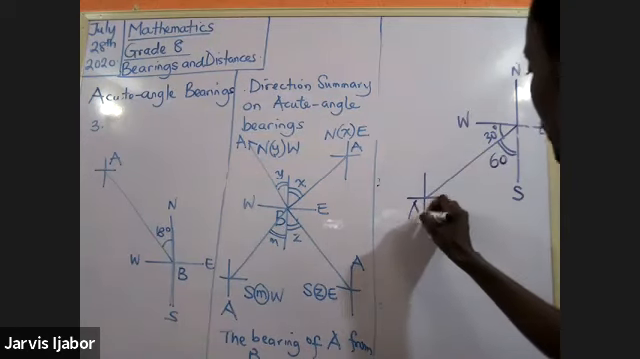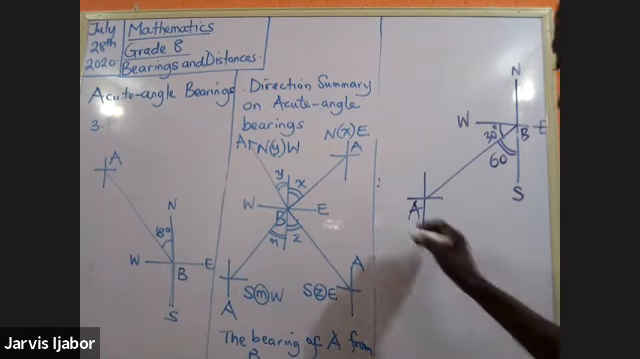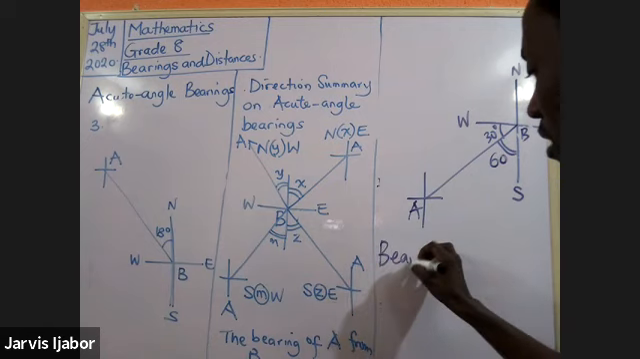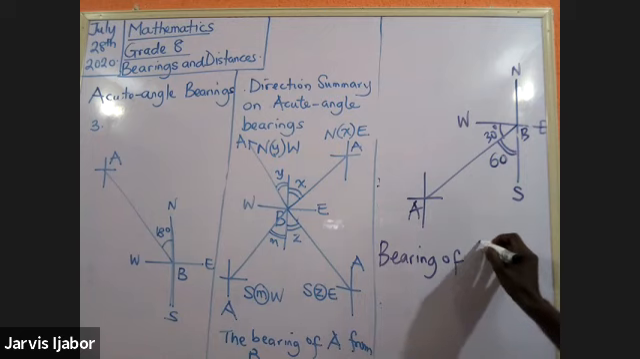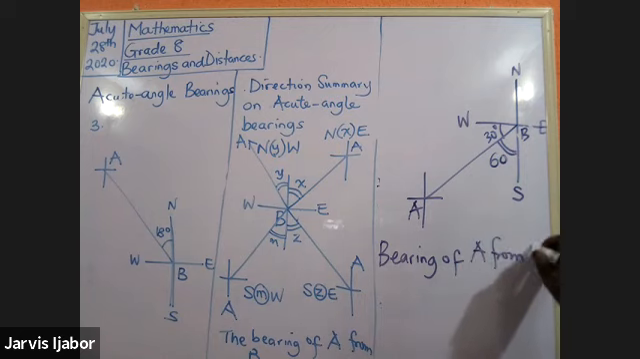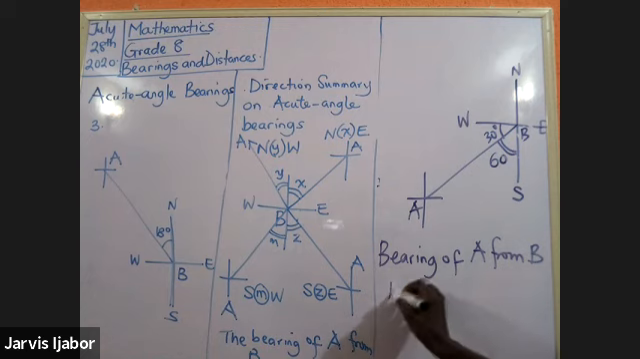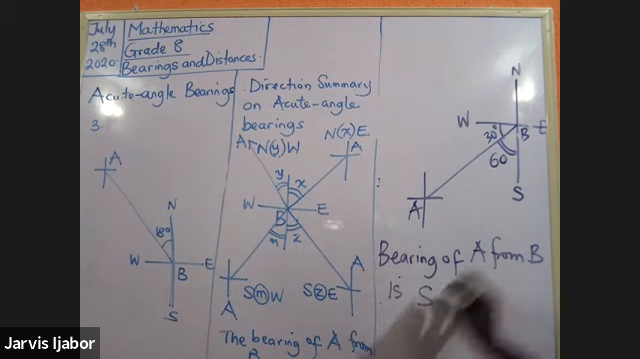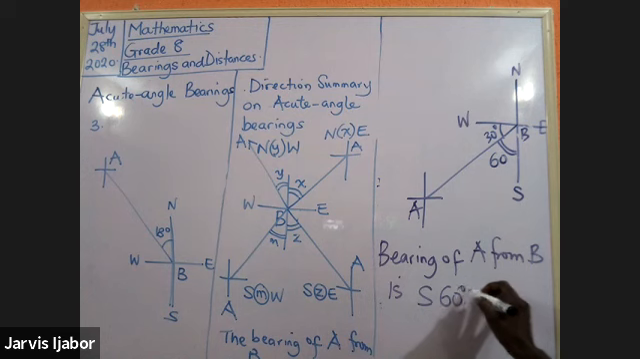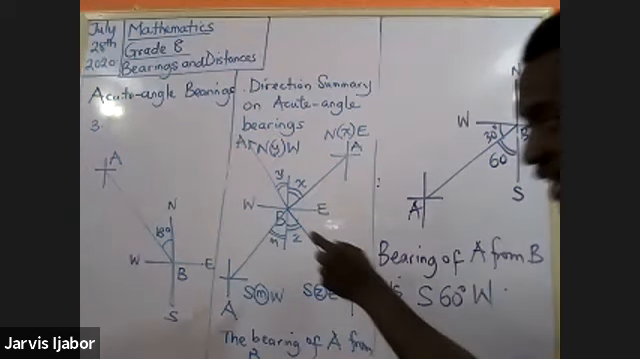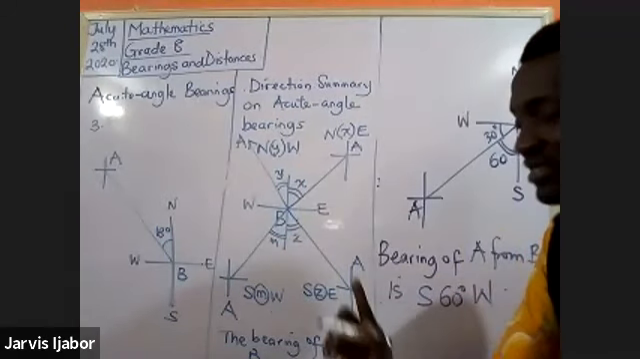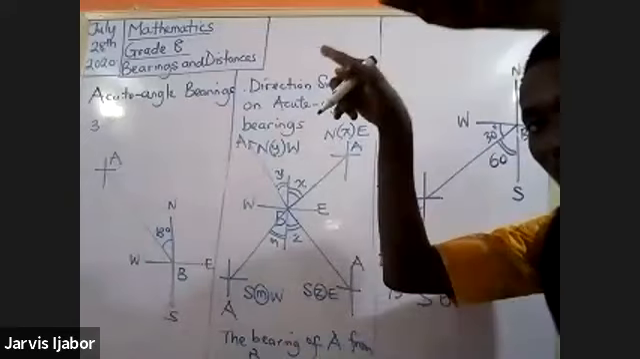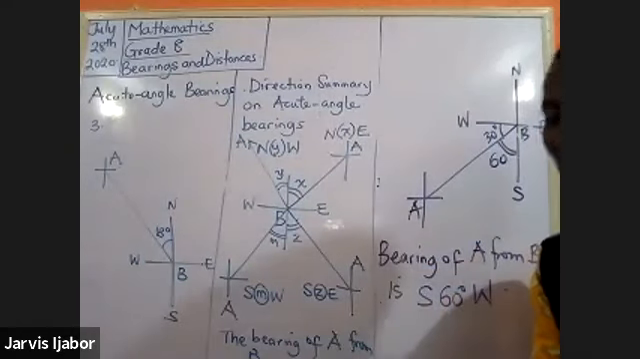This will be A and this will be B. So the bearing of A from B is what? South, 60 degrees, west. Take note of this. The angles are measured from a reference south or reference north. Take note of that.